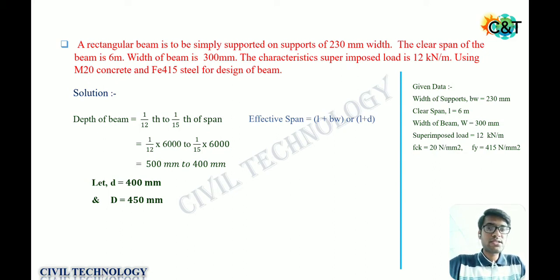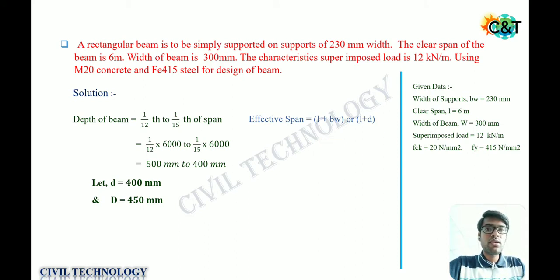Okay, if you read the IS 456 code, then you can find for a rectangular beam these are the conditions for the effective span: clear span plus width of support on both sides, or clear span plus effective depth of the beam. These are the two conditions. Based upon that we can decide the effective span of the rectangular beam.